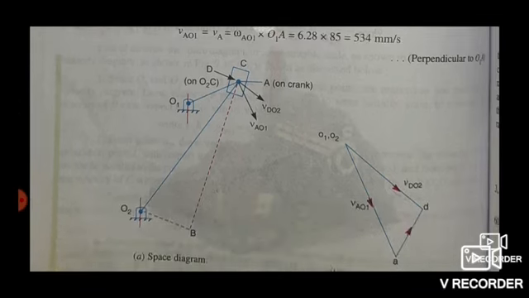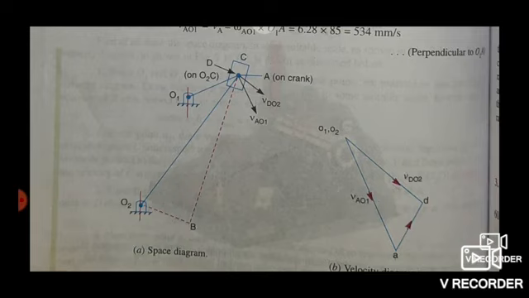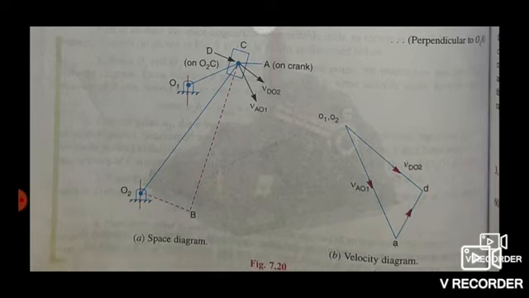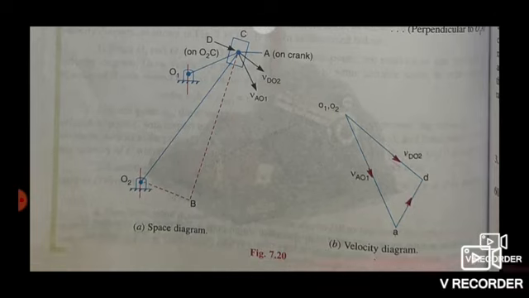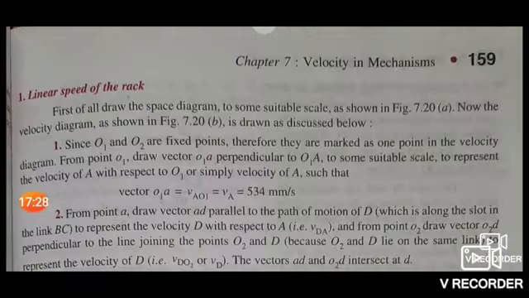Here we have to draw the space diagram of this mechanism and the vector diagram. For making the vector diagram, we have to follow these points. First point, linear speed of the rack. First of all, draw the space diagram to some suitable scale as shown in figure. Now the velocity diagram is drawn as discussed below.